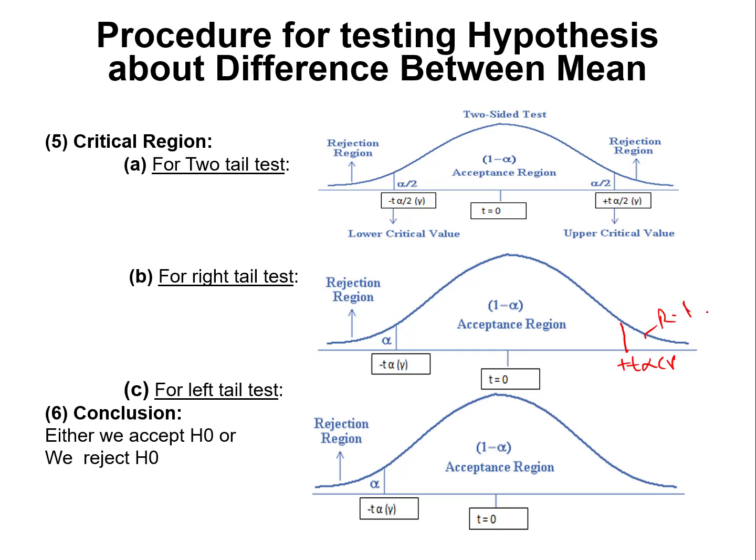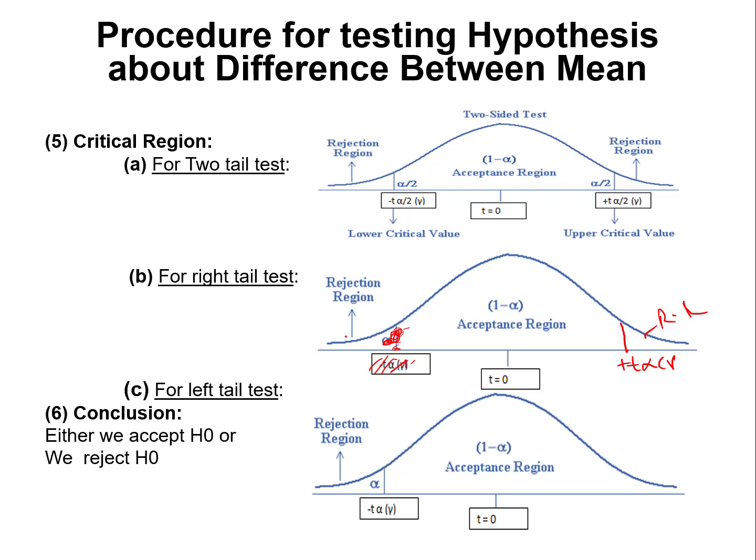This will be the rejected region and this is the accepted region. So this is not the case. For a right-tailed test it will be like this. For a left-tailed test, this is our acceptance region, and this is minus t alpha, and this is the degree of freedom.